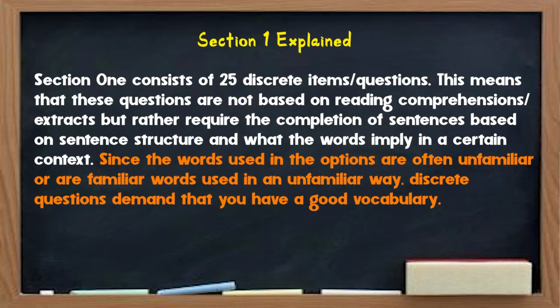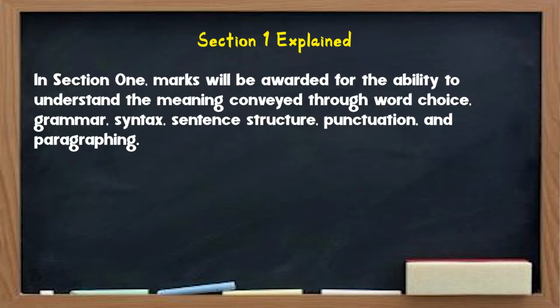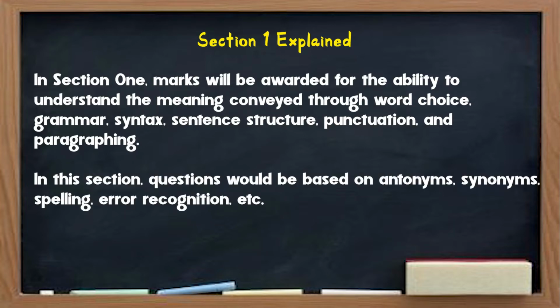Since the words used in the options are often unfamiliar or are familiar words used in an unfamiliar way, discrete questions demand that you have a good vocabulary. So, in section 1, marks will be awarded for the ability to understand meanings conveyed through word choice, grammar, syntax, sentence structure, punctuation, and paragraphing. In this section, questions would be based on antonyms, synonyms, spelling, error recognition, etc.